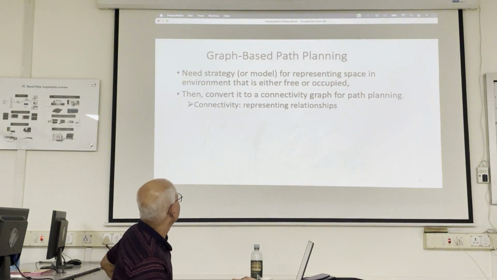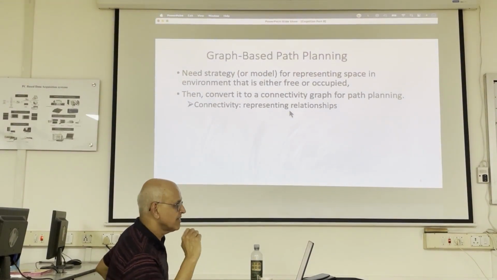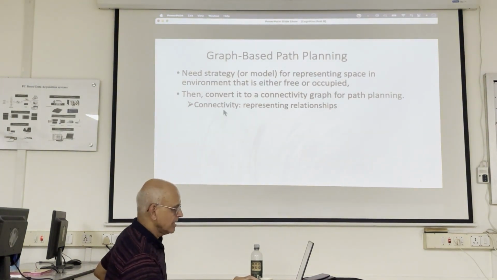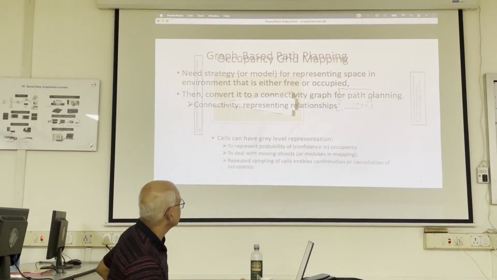So that's what I mean by a model. It's a map. What is your mapping strategy? Then after that, we're going to take it and convert it to a connectivity graph. You'll see what a connectivity graph is, and then the optimal result will immediately emerge. So connectivity is basically a method of representing relationships.